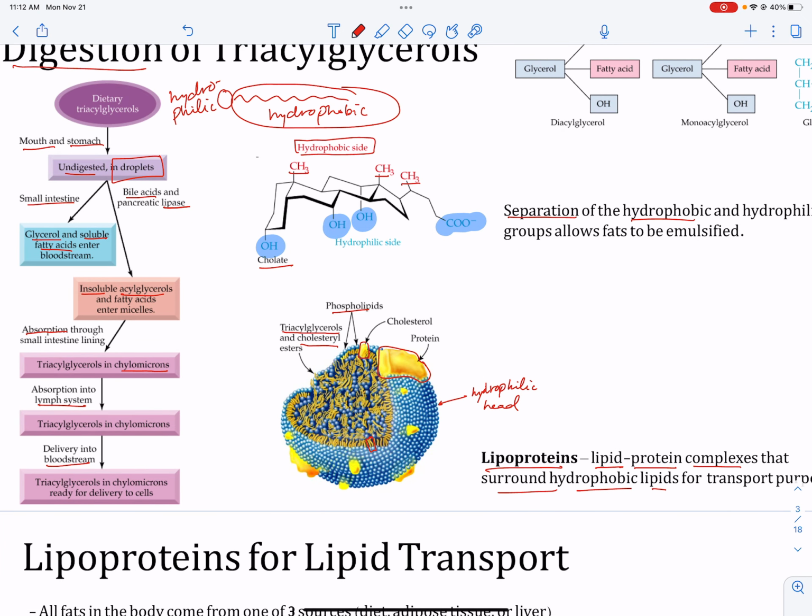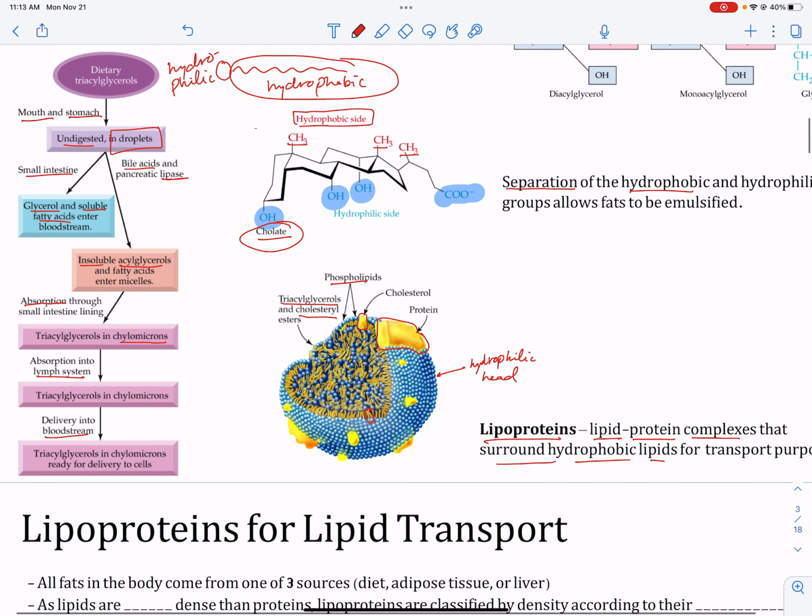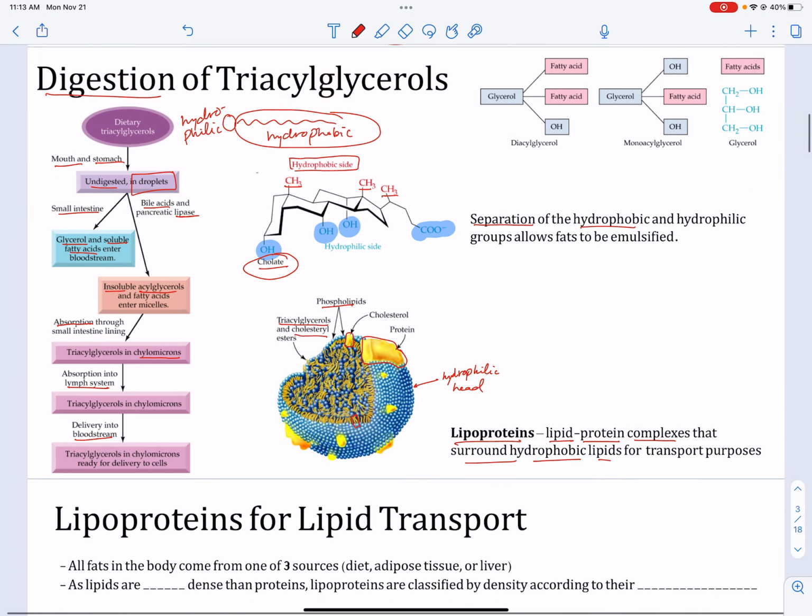So if asked, how does the body digest triacylglycerols, be able to talk about the purposes of molecules like bile acids and name this. Be able to talk about how it's an emulsifying agent. Be able to talk about a lipoprotein and how chylomicrons transport triacylglycerols and why they can do that, because they have hydrophilic and hydrophobic parts.